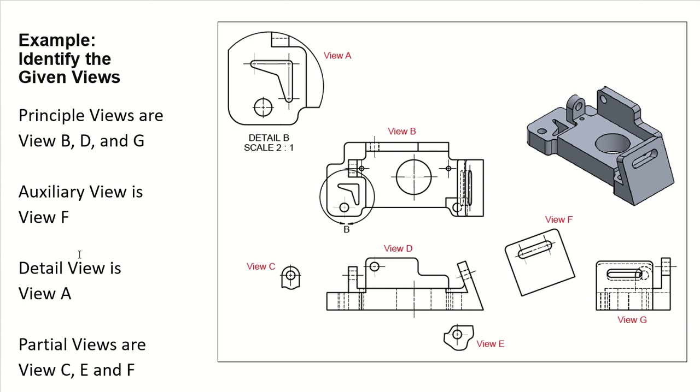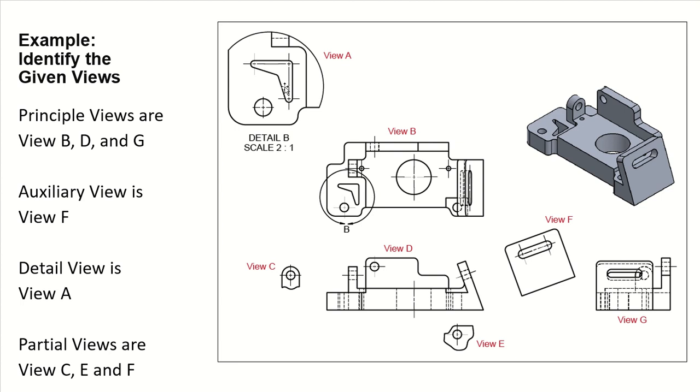Auxiliary is something that has an angle, so therefore the only thing that has an angle is right here, view F. Detail view is the one where you're going to show all the details, and it's usually bigger, so when you look at it, the only thing that is big, showing the part, a feature, is right here. And see, look at this, it says detail B, so therefore this is your detail view.